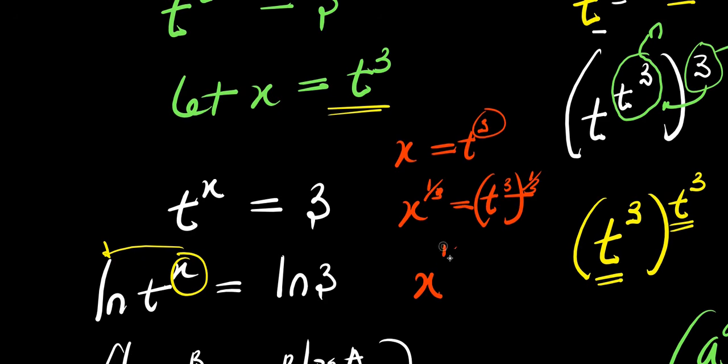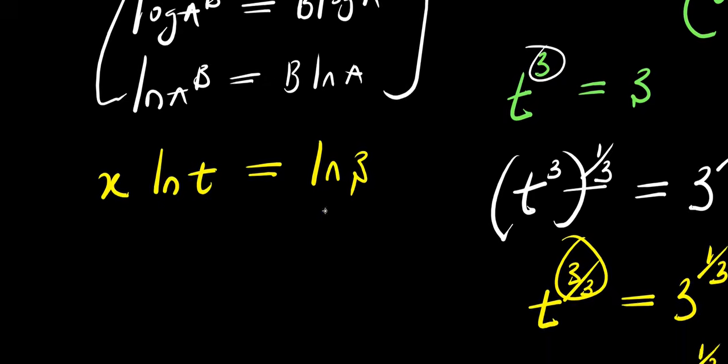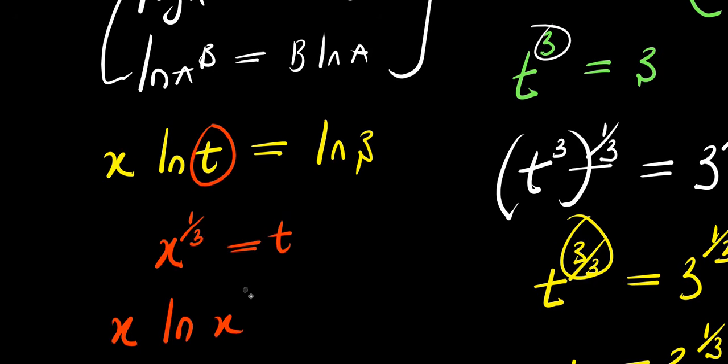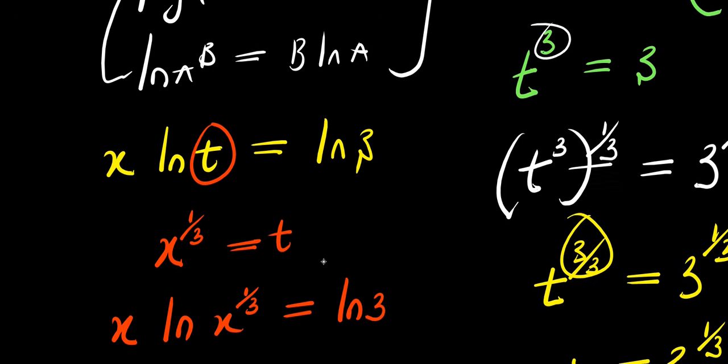So I have x power 1 over 3 equals t. That means x power 1 over 3 equals t, right? So I come over here, recall x power 1 over 3 equals t. So I'm going to replace this t here with x power 1 over 3. So I have x times natural log of x power 1 over 3 equals ln 3. Have you seen it now?